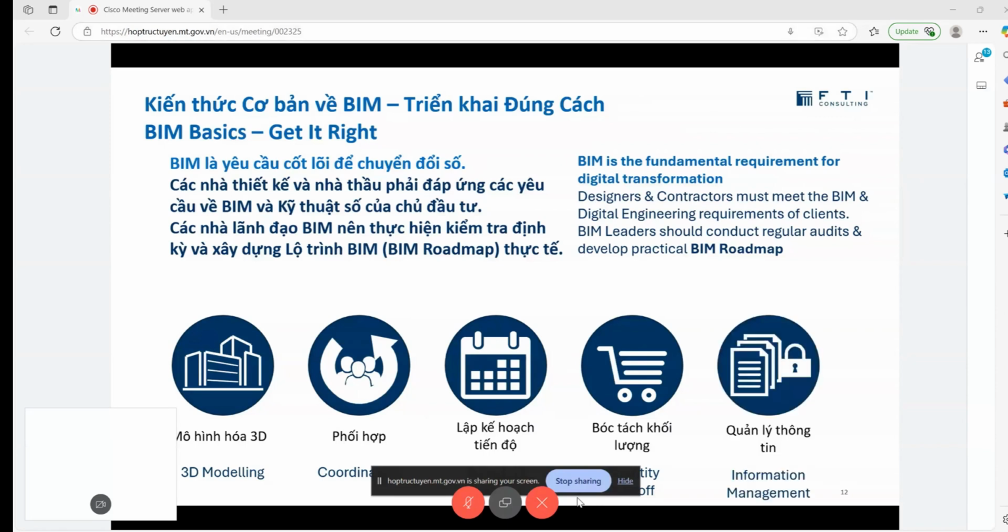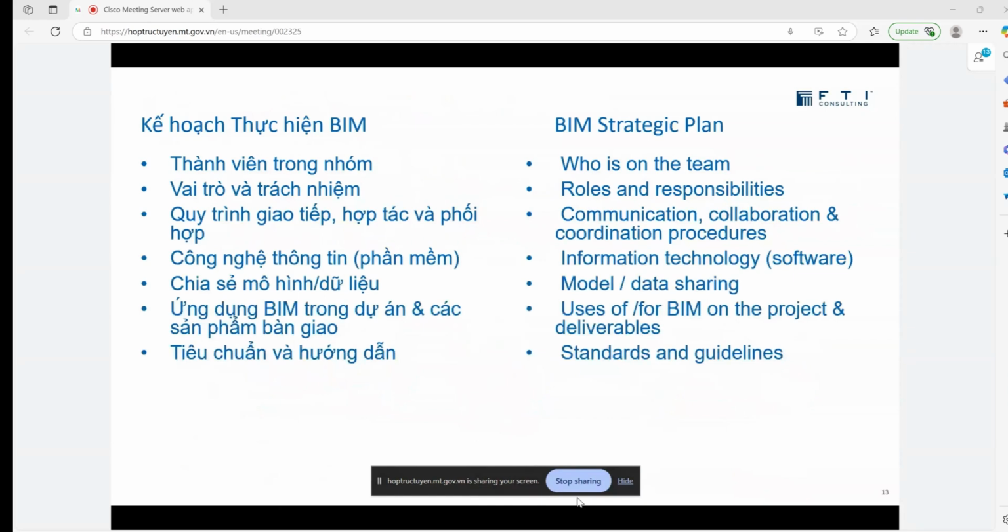And then ultimately it comes down to information management. How do you collect the information that you're going to use to run your facility in the future? So it's not just about the design and construction phase. It is also fundamentally about the data you're going to collect so you can actually run and manage the facility in the future.